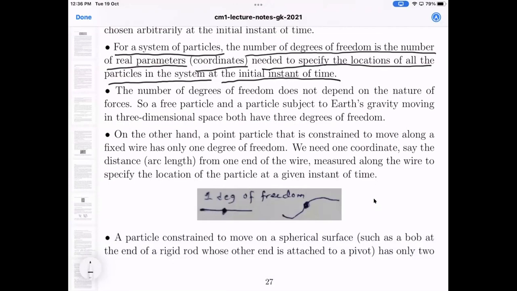Yes, okay, fine. Sir, this system will have 2 degrees of freedom only when the origin is kept in between those walls. If the origin is outside that wall, then we will need 3 parameters to specify the location.